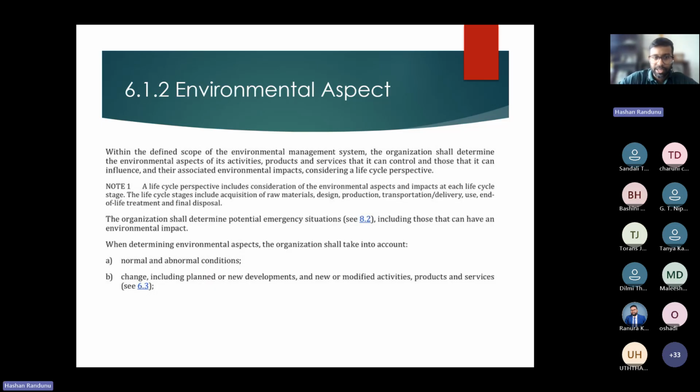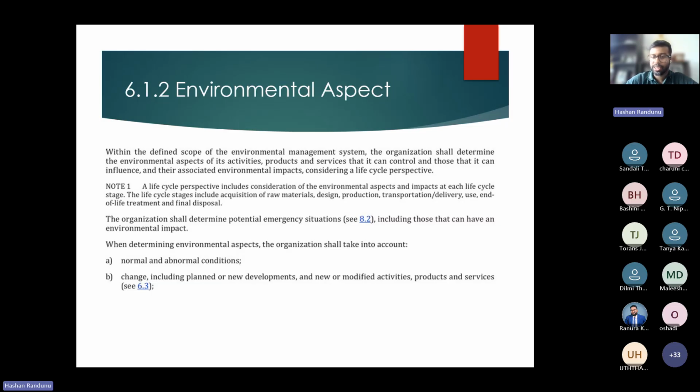So within the defined scope of the environmental management system, the organization shall determine the environmental aspects of its activities, products, services that it can control, and those that it can influence and their associated environmental impacts considering a life cycle perspective. Right. In this clause, the standard says that we need to consider our activities, products, and services that we have a control to influence, right?